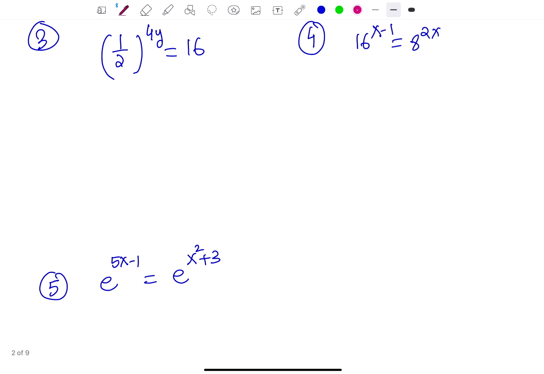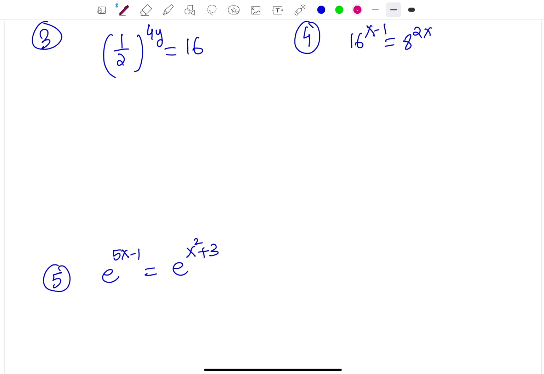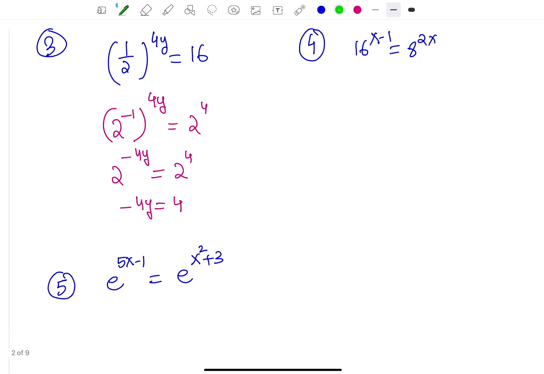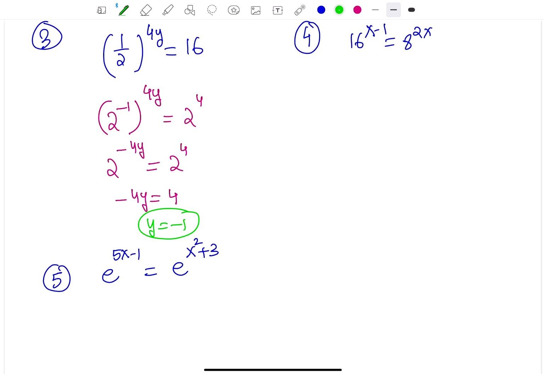Next example, 1/2 raised to the 4y power equal to 16. We can express both sides with the same base here. We can express both sides with the power 2. 1/2 is the same thing as 2 to the power -1, and 2 to the 4th power is 16. So on the left-hand side, 2 to the power -4y, right-hand side, 2 to the 4th power. -4y has to equal 4. If two output values are equal, two input values are also going to be equal. So we get y is equal to -1.